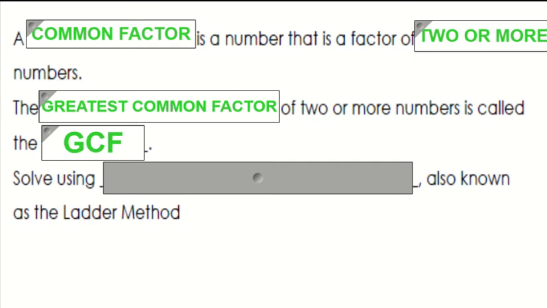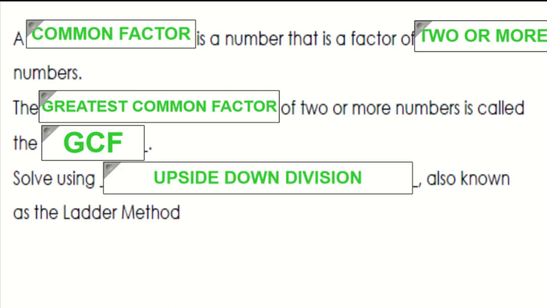You'll notice this is kind of like simplifying fractions, right? When you simplify fractions, that's what you're looking for, the biggest number that goes into two numbers. And sometimes you have to do it by pieces, right? So we can solve by using upside down division, or the ladder method is another name for that.